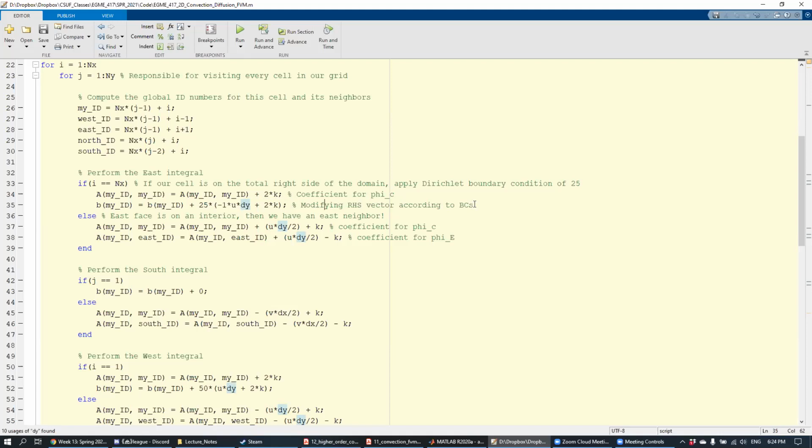Right. And so remember, the sign change is because we're moving it to the other side of the algebraic equation, where now it's going to be part of the b vector instead of the A matrix. Okay. Does that make sense about why we change the signs for these when we move it to the right hand side?